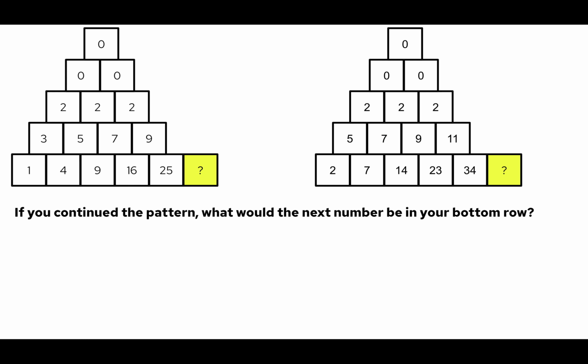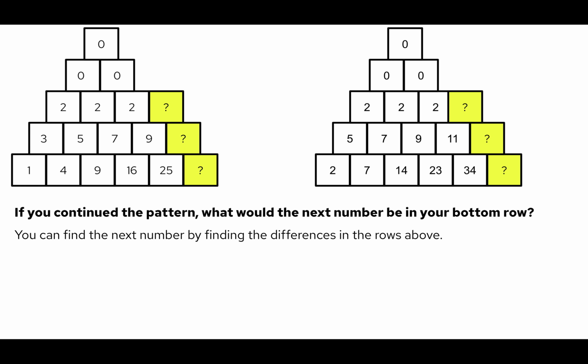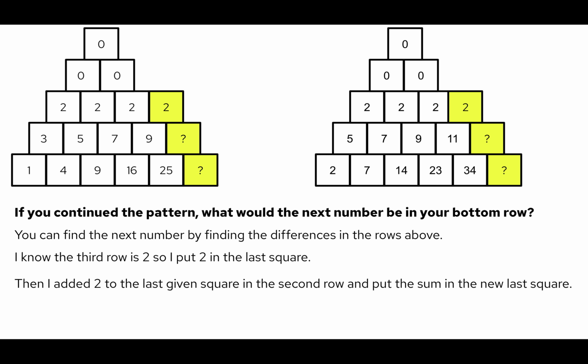All right, so if you continued with the pattern, what do you think the next number would be in your bottom row? Well, in this one, I know that these were perfect squares. So if this is 5 squared, that's probably 6 squared or 36. But this one, I don't know what this pattern is quite yet. So what I do notice is that I can find the next number by finding the differences of the rows above. So if I look at those 3 rows and I look at the third row, I notice that the third row has all 2's in it. So I'm going to put a 2 at the end.